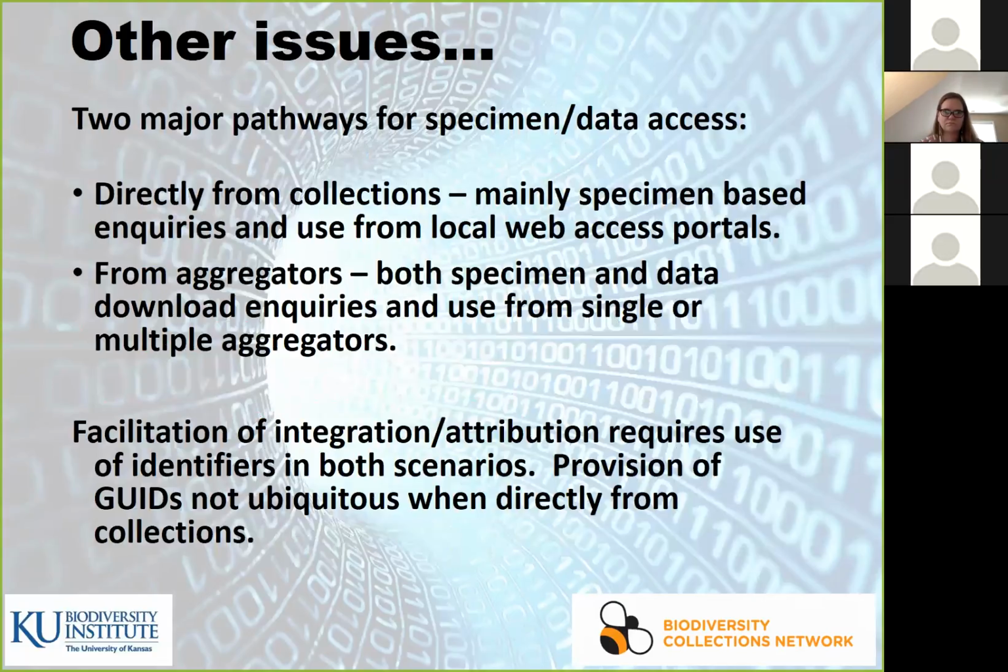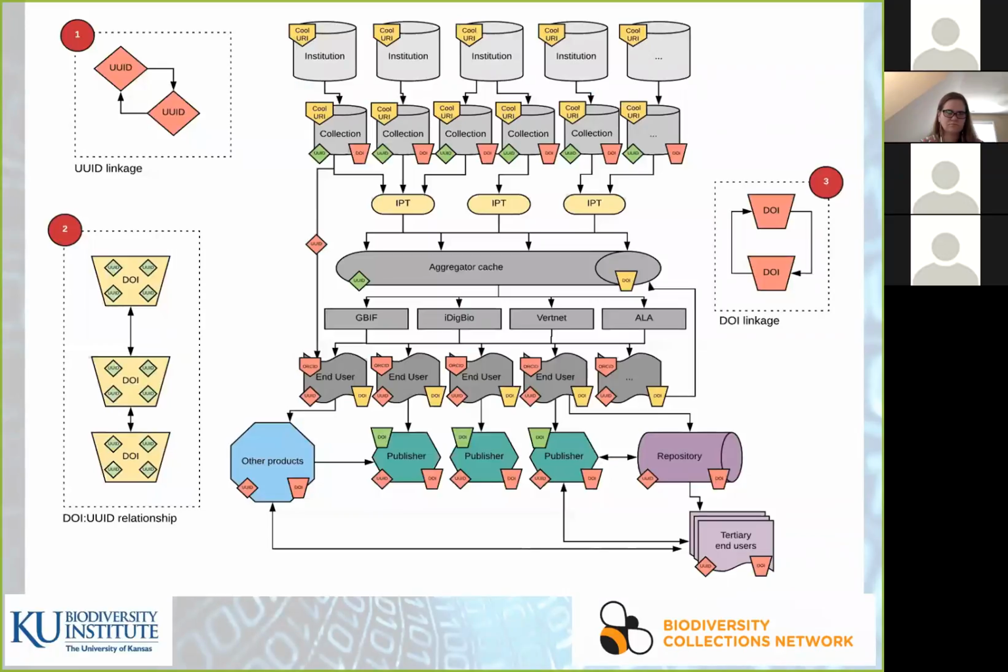The facilitation of this integration and attribution obviously requires the use of identifiers in both of those scenarios. One of the things that we don't typically do is share identifiers along with records that are coming directly from collections. We'll usually just send out a loan form that has KU1657, a specimen number associated with that particular record. The provision of these GUIDs is obviously not ubiquitous when we are sharing information directly from collections, and that could potentially cause problems. So this is essentially what that diagram would look like with some of those things implemented.